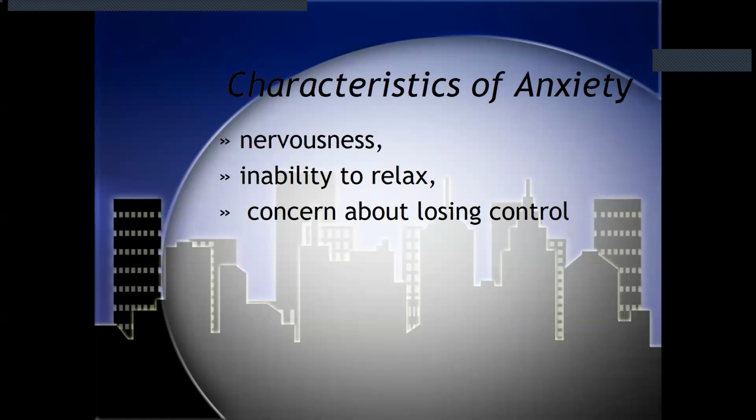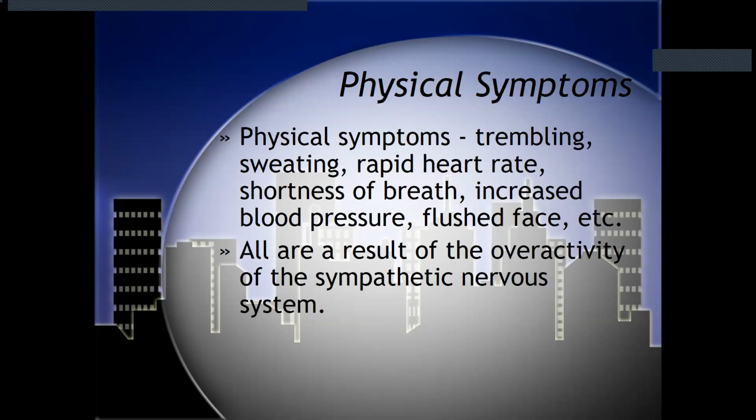Characteristics of anxiety: nervousness, inability to relax, concern about losing control, could be irritability, lots of things. Physical symptoms of anxiety: trembling, sweating, rapid heart rate, feeling like your heart is racing, shortness of breath, flushed face, etc. All the result of an overactivity of the sympathetic nervous system. That's your stress nervous system to prepare you for action. In this case, there's not a real problem, but your body's preparing as if there were.